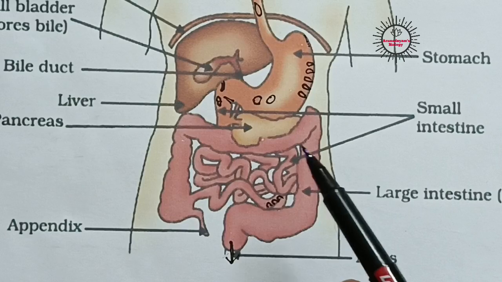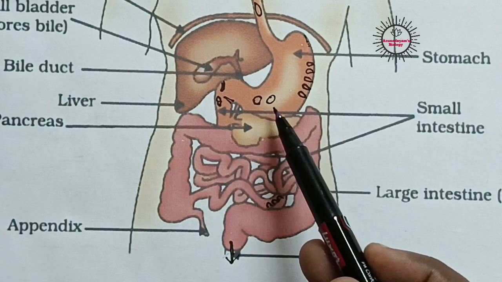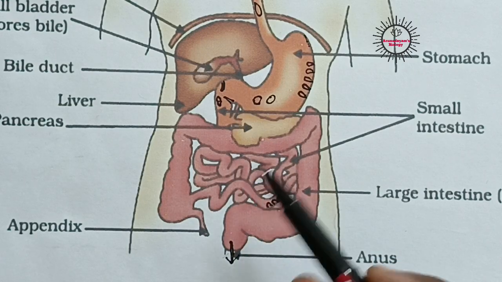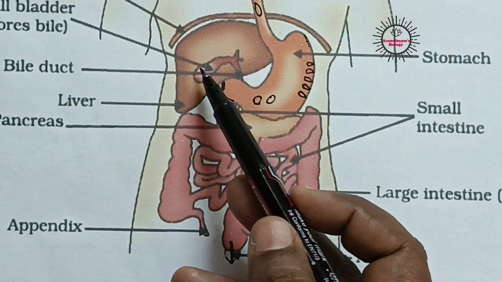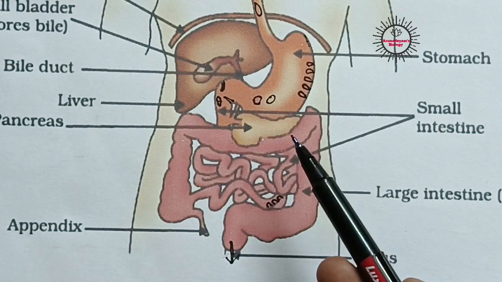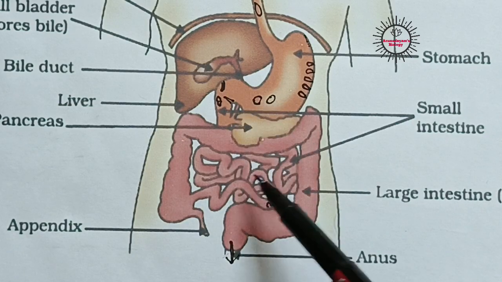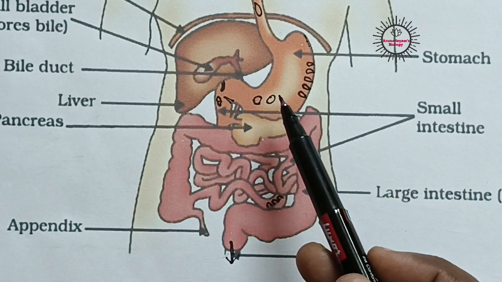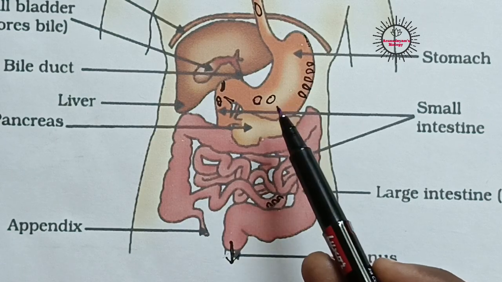The food from the stomach enters the small intestine through the duodenum. That means the food comes into the small intestine along with the bile juice and pancreatic juice. What is the purpose of these juices? Let us see. Usually the food coming from the stomach is acidic in nature. Why? Because the stomach secretes HCl, isn't it? Because of hydrochloric acid, the food is acidic in nature.